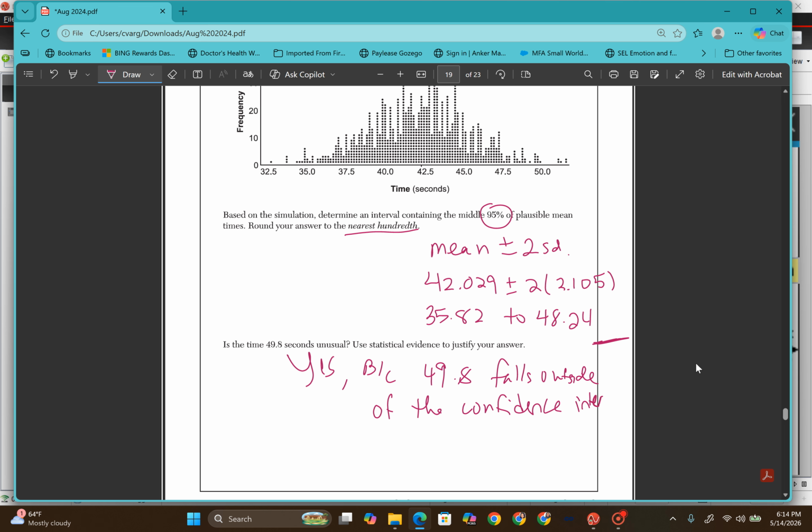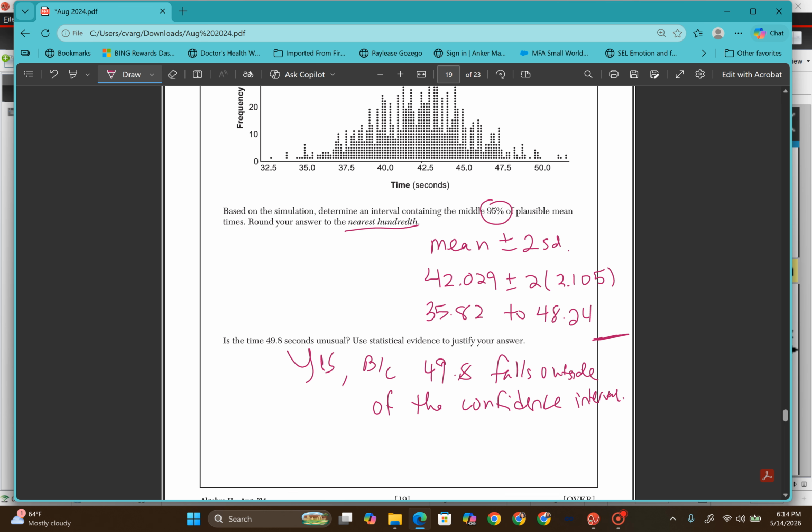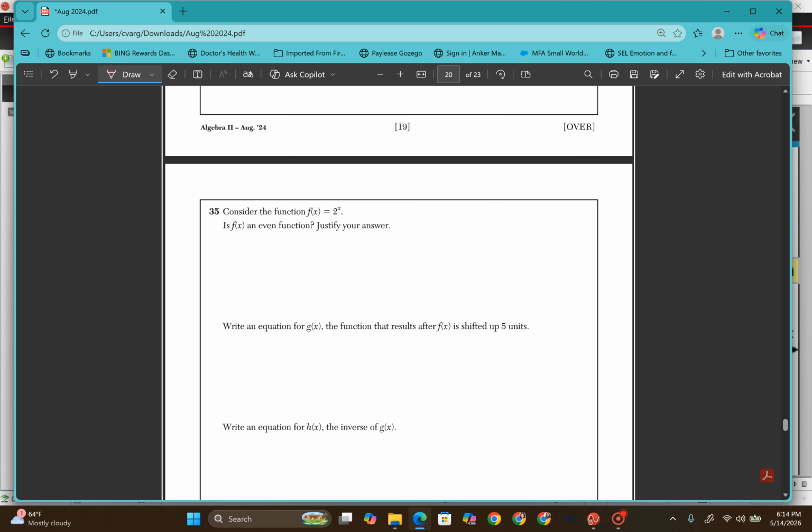Okay, forgive my handwriting. All right, we're almost done. Question 35. Is f of x an even function? What is even? Remember, it's symmetrical with respect to the y-axis. If I fold it down the y-axis, they look the same. Okay, so is it symmetrical?